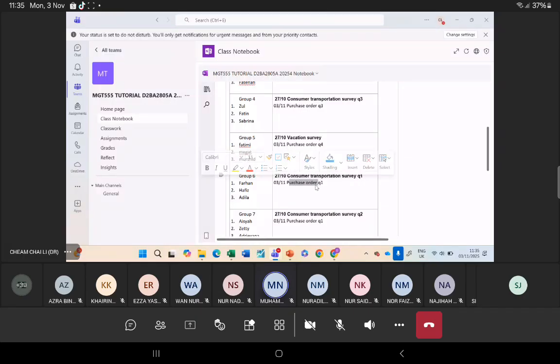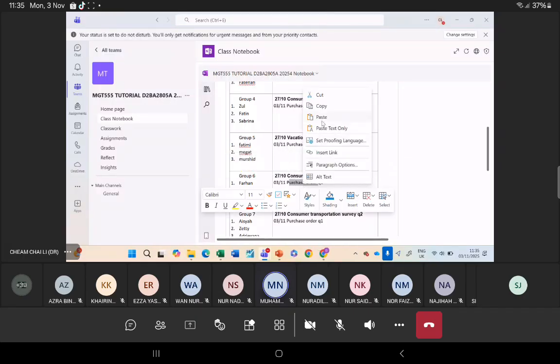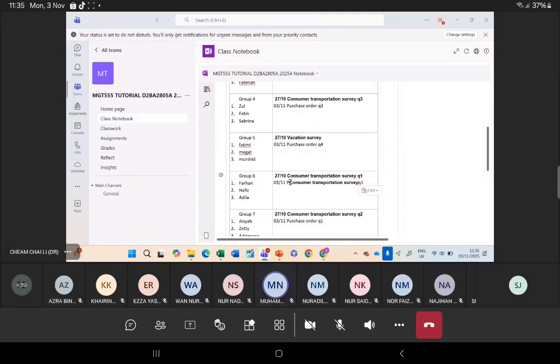Okay, group 6. Group 6, you look, this one is based on today's date. Although you get the same data set, the questions are different. This is based on today's date, based on 2 samples, right? The one on the 27th is 1 sample. Do you understand? Adila, Hafiz? Yeah. So this is 2 sample, question 1.